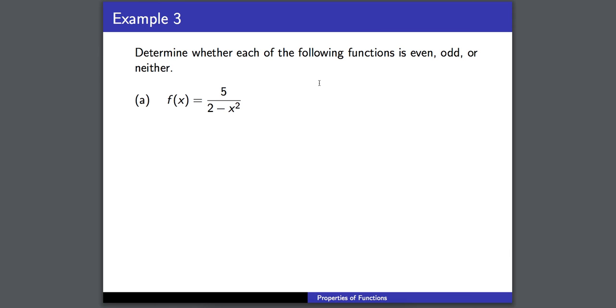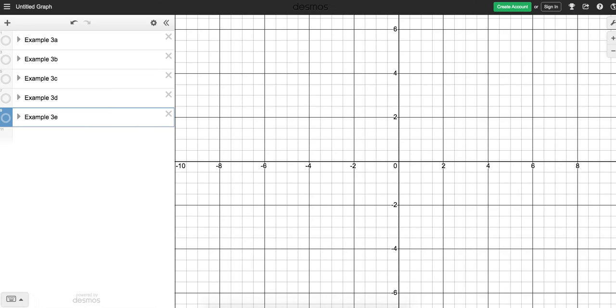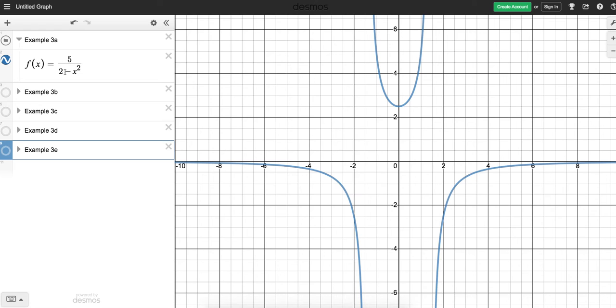So we're going to determine whether or not each of the following functions is even, odd, or neither. So we have f of x is 5 over 2 minus x squared. Let's take a look at the graph of that. So here we have f of x is 5 over 2 minus x squared. It seems to be symmetric with respect to the y-axis. It looks like the left half of the graph is a mirror image of the right half of the graph.